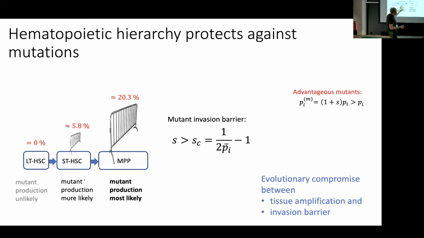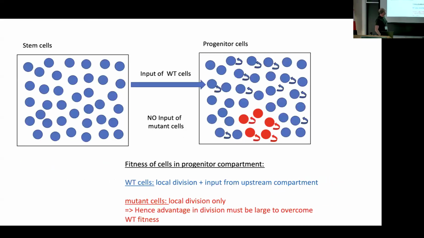So this indicates that there's an intrinsic resilience in the hematopoietic system against mutant invasion. Here, it's just very unlikely to generate them. They can grow, but it's not going to matter because they grow so slowly. Here, they're likely to be generated, but they can't invade. So the hematopoietic system seems to be pretty robust against mutant invasion.